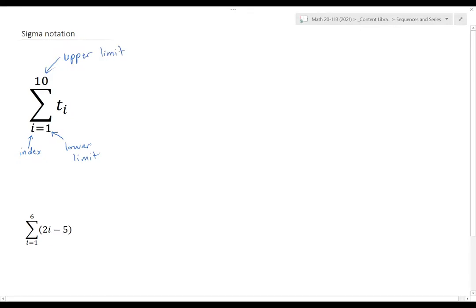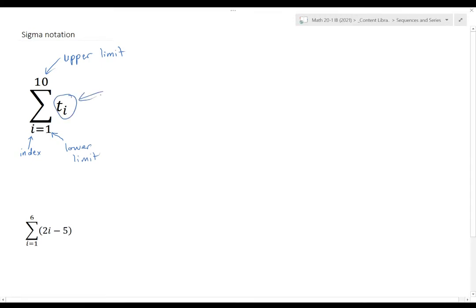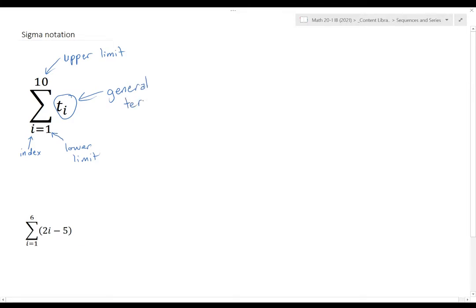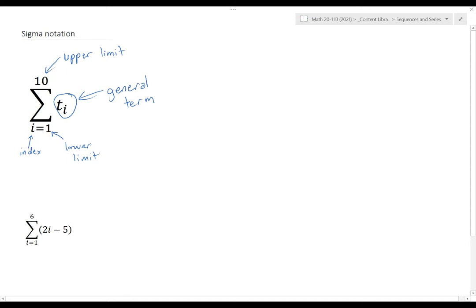The lower limit generally will be 1. Sometimes it'll be 0. More rarely, it'll be a different number. But that's the first number that you plug in for your index. And then this is the general term of the terms that we're going to be using in our series. So if it's an arithmetic series, that's going to be an arithmetic general term, geometric, or other. It's just the formula for how I calculate the different terms.